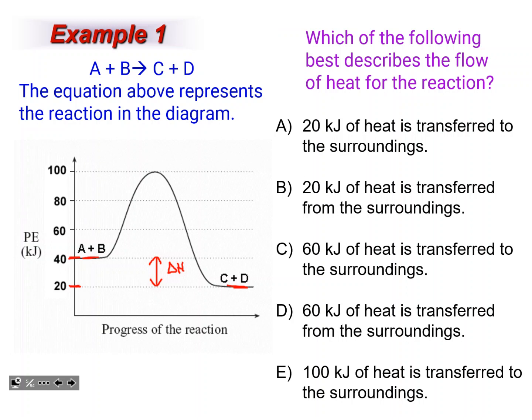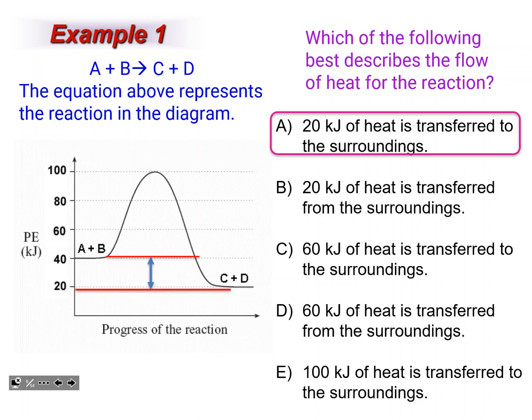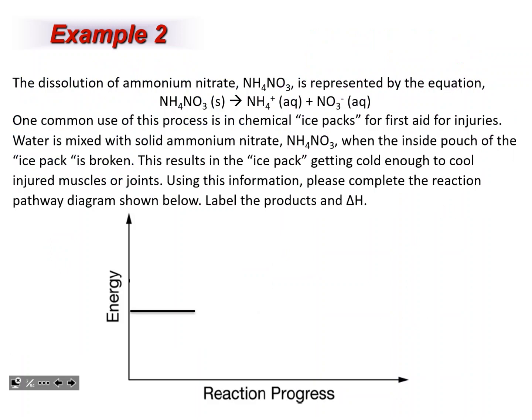So how much energy is going to be changed there? 20 kilojoules. Now, this is the key part, and you have to pay really close attention to the wording. If you don't pay attention to the wording, you can easily mark the wrong one. So it's between A and B because we figured out the difference is 20. But transfer to the surroundings or transfer from the surroundings? Going to the surroundings, because it's exothermic, it's being released. So yes, I would go with A. That is correct.